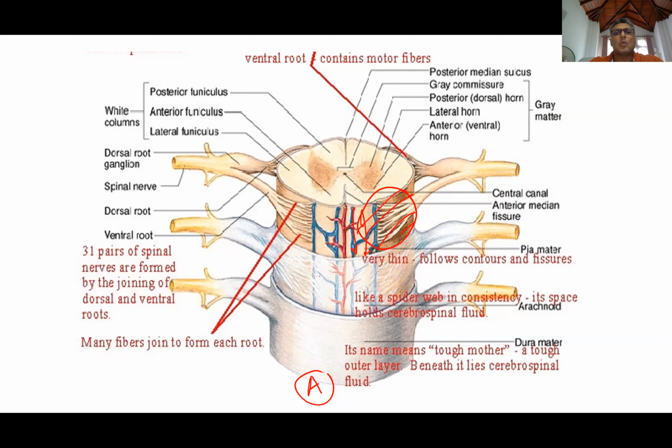Okay, or if you damage only the sensory root here, you will only get loss of sensation from that dermatome. You know what is a dermatome? Okay, the area of skin from which the sensations are taken to the spinal nerve. But these injuries are very rare because you don't get such isolated injuries.